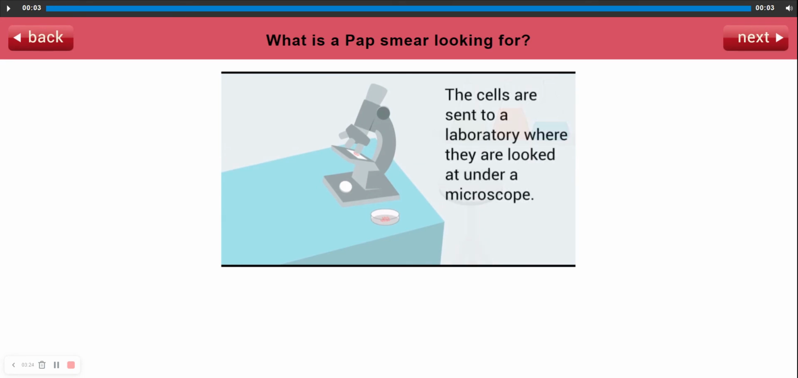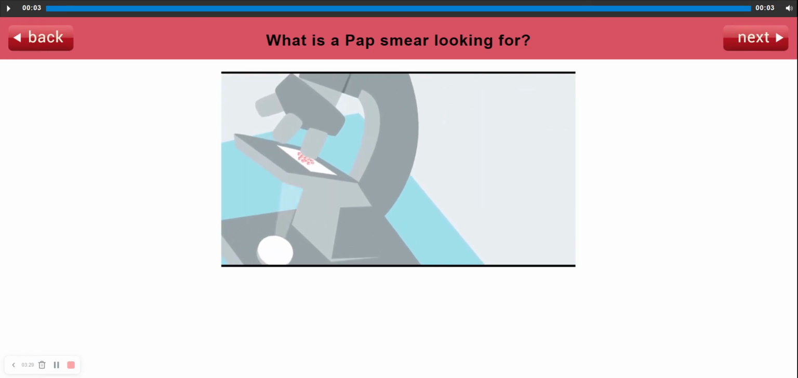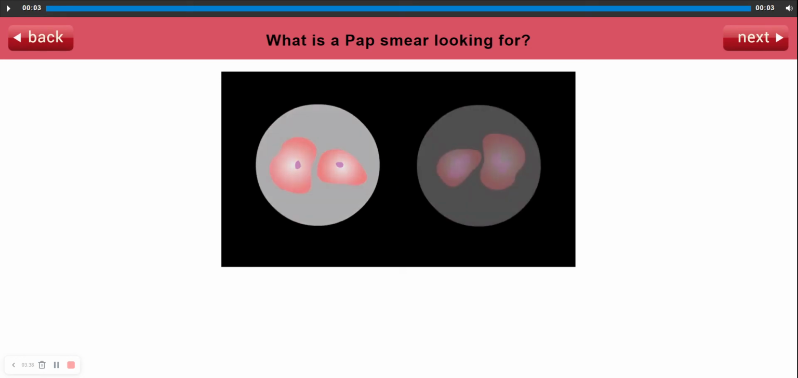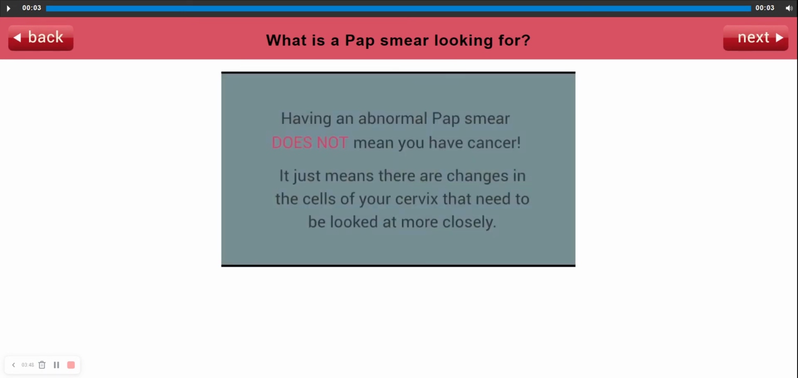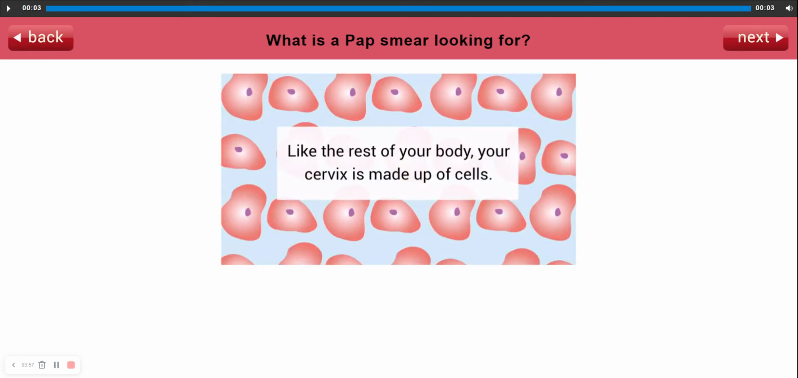The cells are sent to a laboratory where they're looked at under a microscope. This is what normal cells look like under a microscope. And these are the cells that are abnormal. Having an abnormal pap smear does not mean you have cancer. It just means that there are changes in the cells of your cervix that need to be looked at more closely.